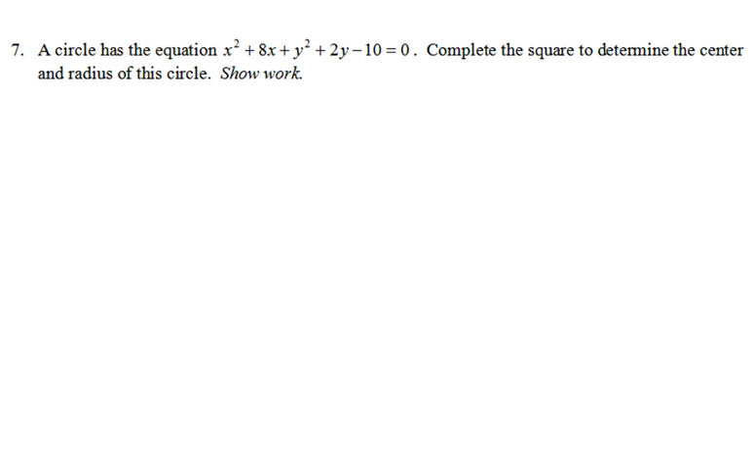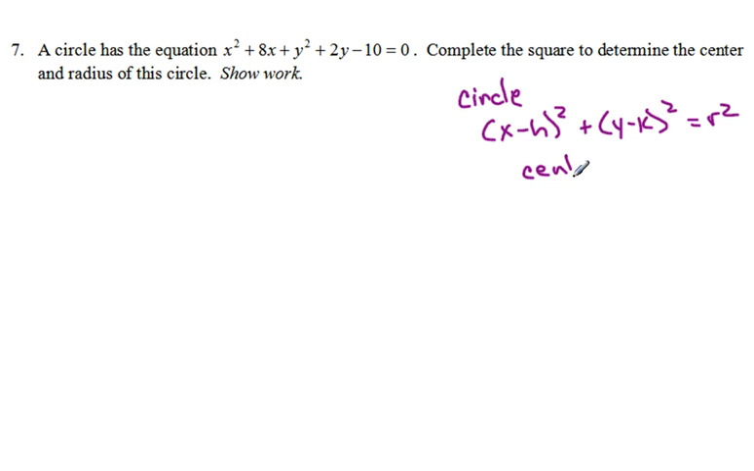Now, let's start off by making sure we remember that for a circle, our general formula is (x minus h) squared plus (y minus k) squared equals r squared, and when that's the case, the center is at (h, k), and the radius equals r. So we need to make this formula look like this one.